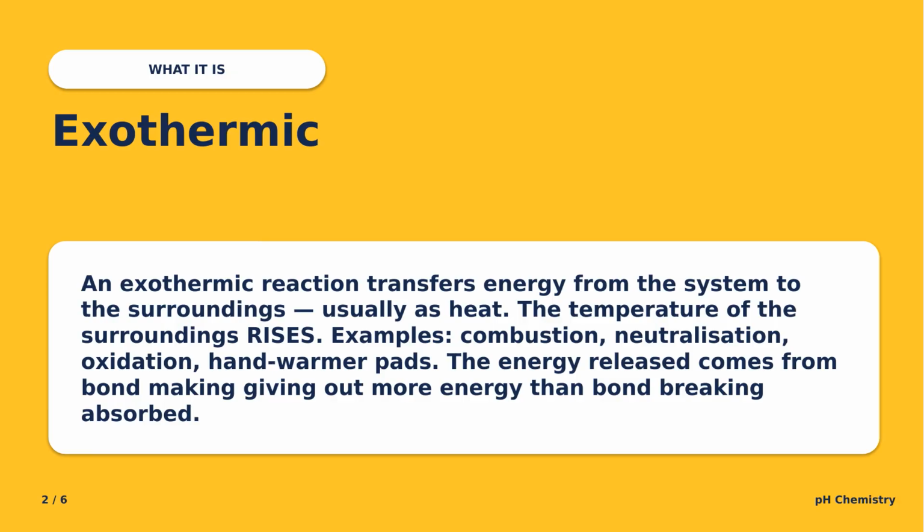An exothermic reaction transfers energy from the system to the surroundings, usually as heat. The temperature of the surroundings rises. Examples: combustion, neutralisation, oxidation, hand warmer pads. The energy released comes from bond making, giving out more energy than bond breaking absorbed.